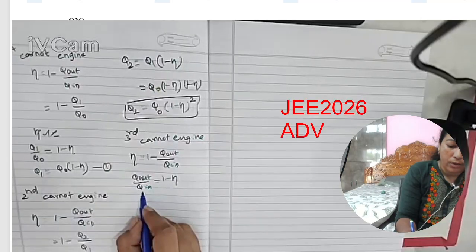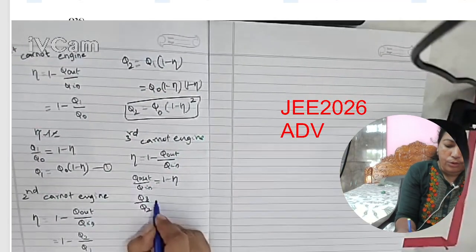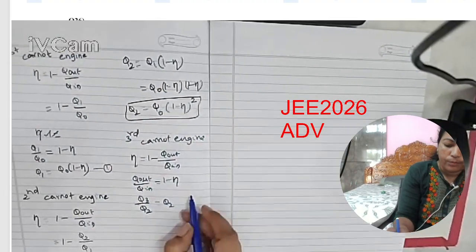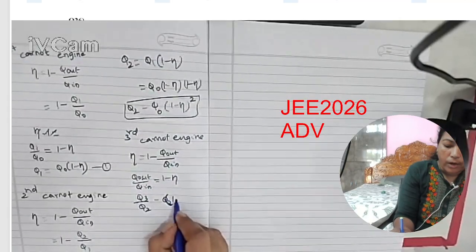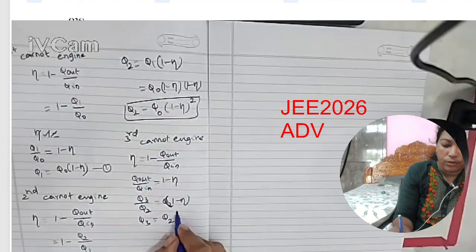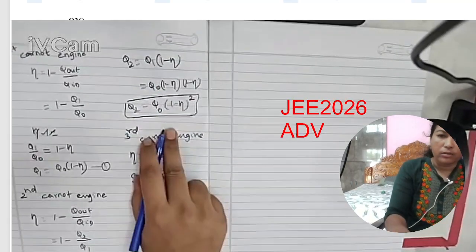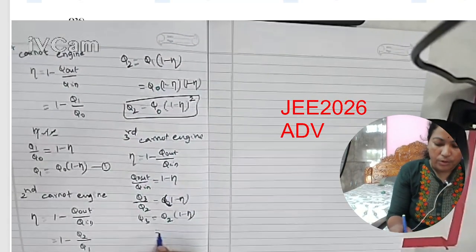From this, you can get Q. What is the Q out for the third engine? Q3 by Q2, this implies Q3 is equal to Q2 into (1 minus eta). Again, the Q2 value that you have derived here, you can substitute here.